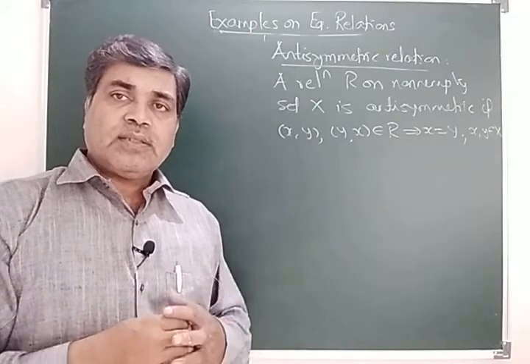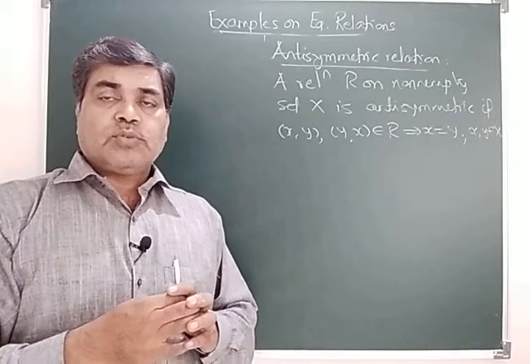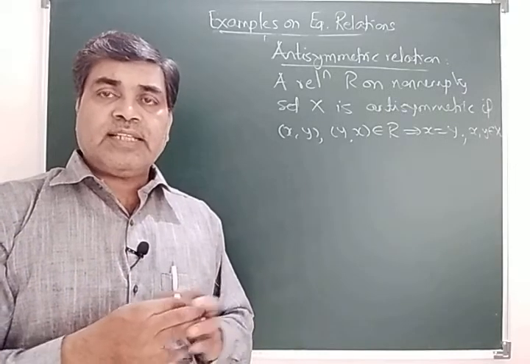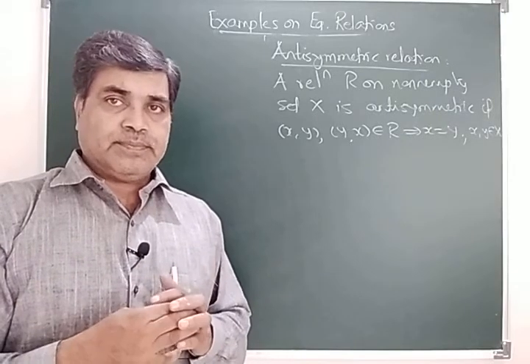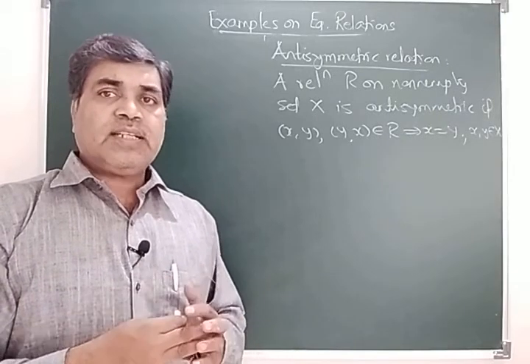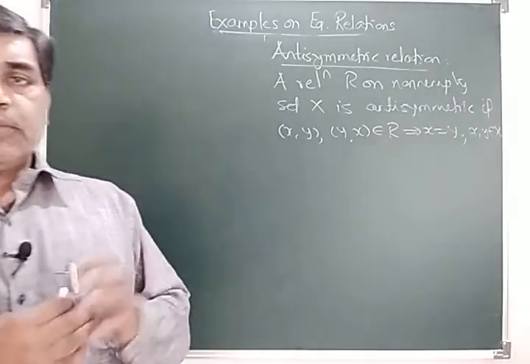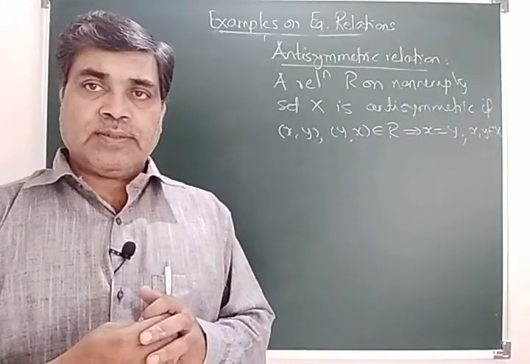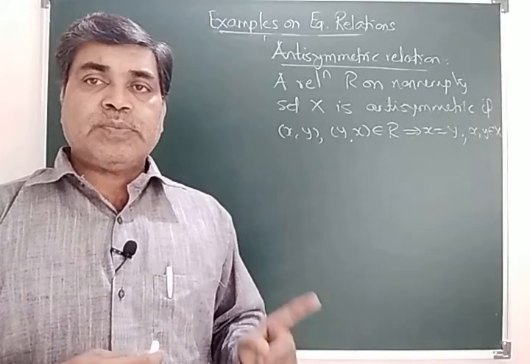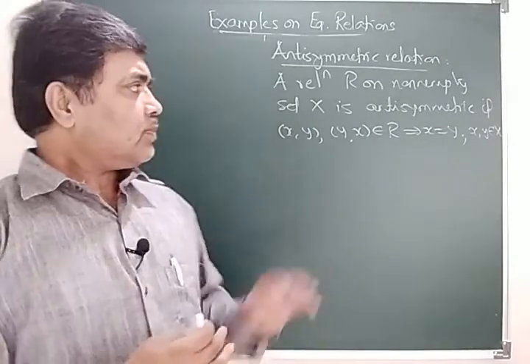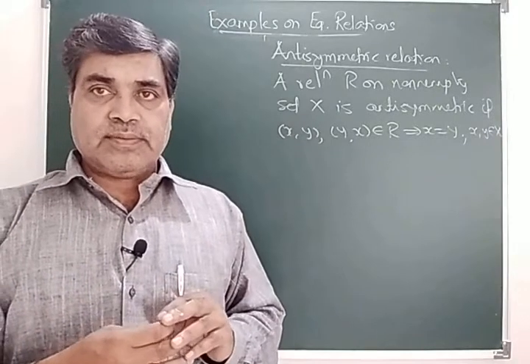For example, on the set of real numbers, if I take two real numbers a and b related if a is less than or equal to b, then for this relation, if a is less equal b and b is less equal a, then a must be equal to b. That type of relation is known as antisymmetric relation.